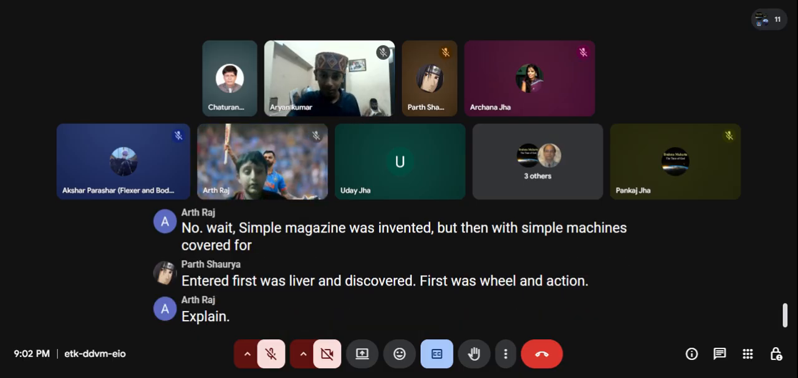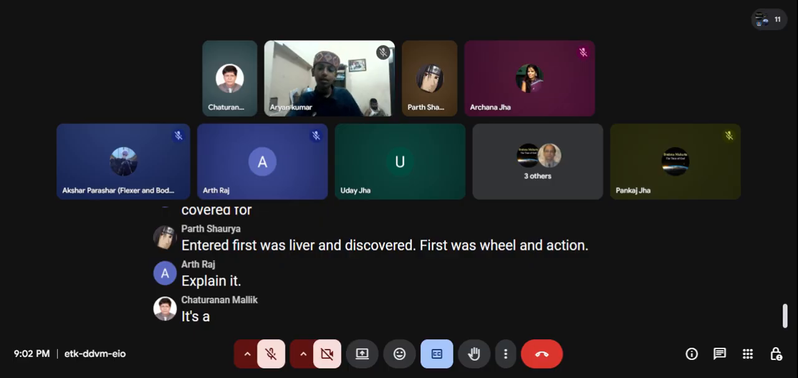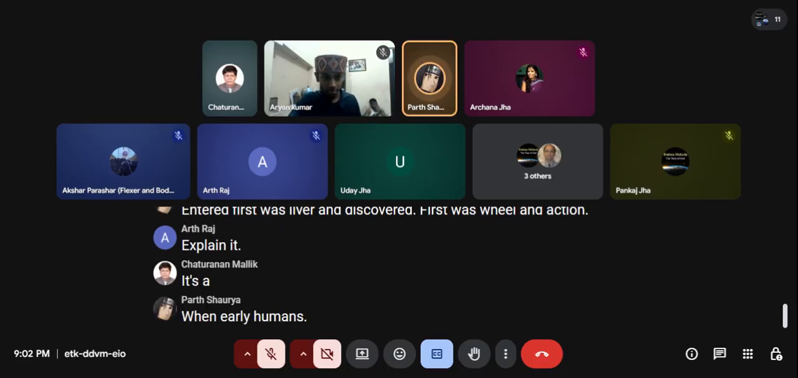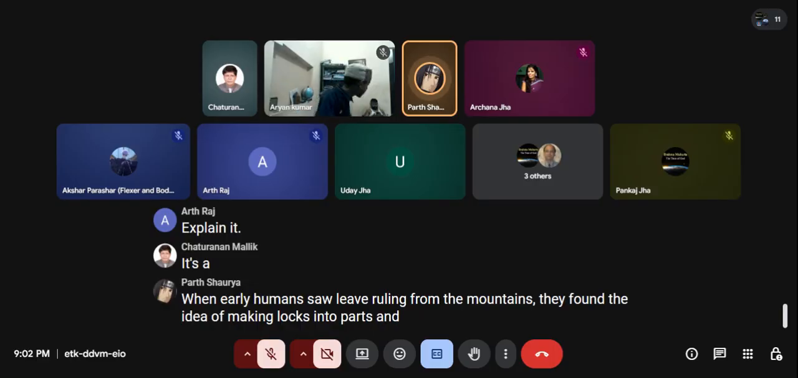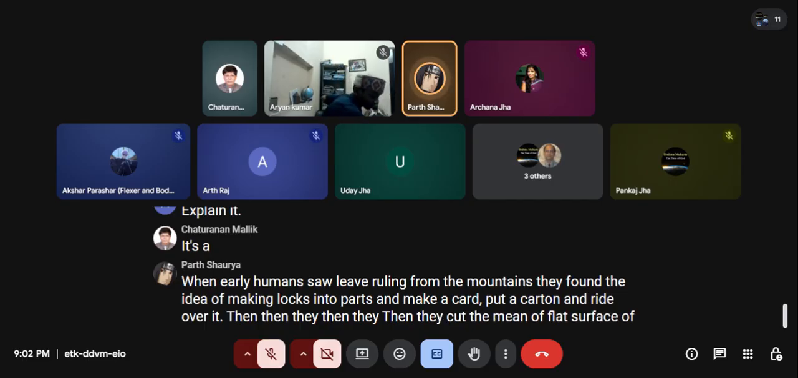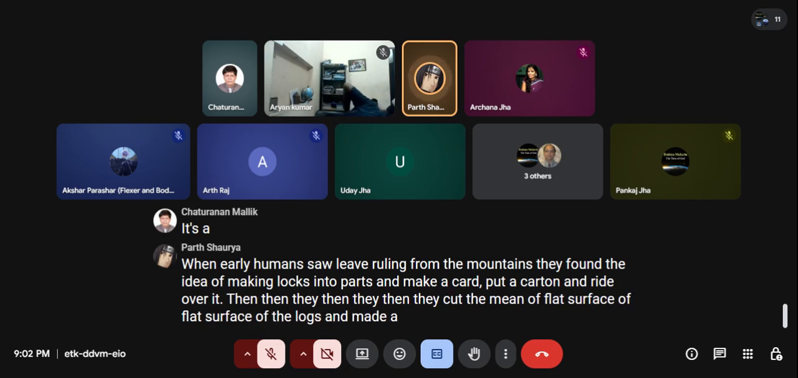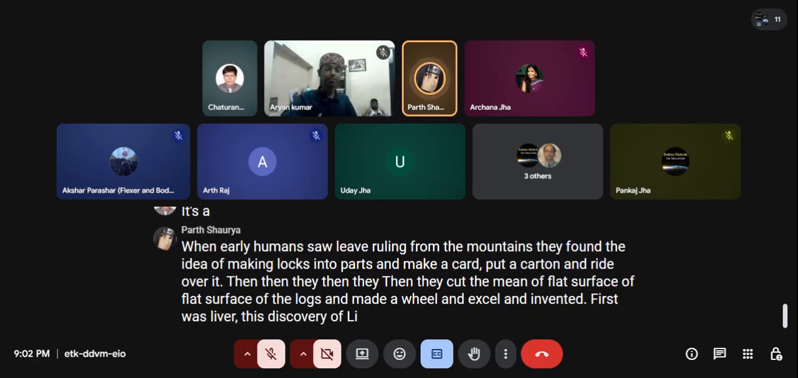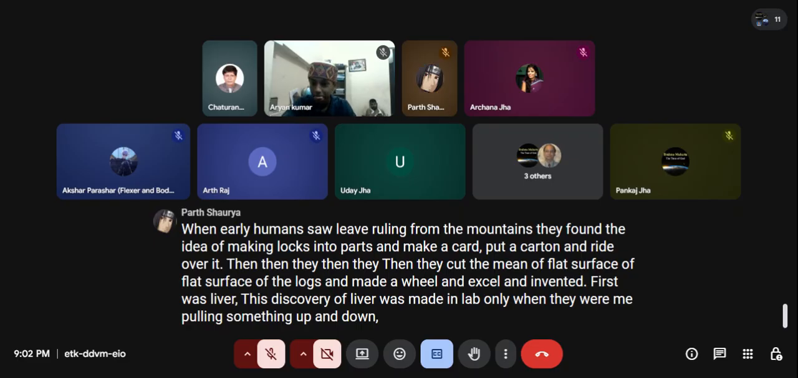Explanation: when early humans saw logs rolling from the mountains, they got the idea of cutting logs into parts, putting a cart on them, and riding over them. Then they cut the flat surface of the logs and made a wheel and axle. And invented first was lever. The discovery of lever was made only when they were pulling something up and down. Okay.